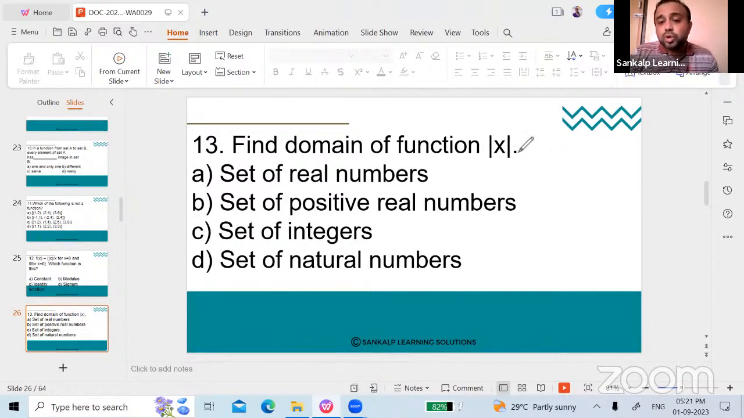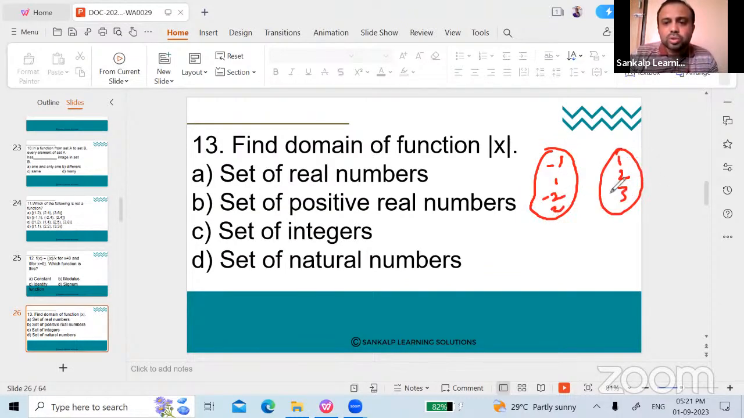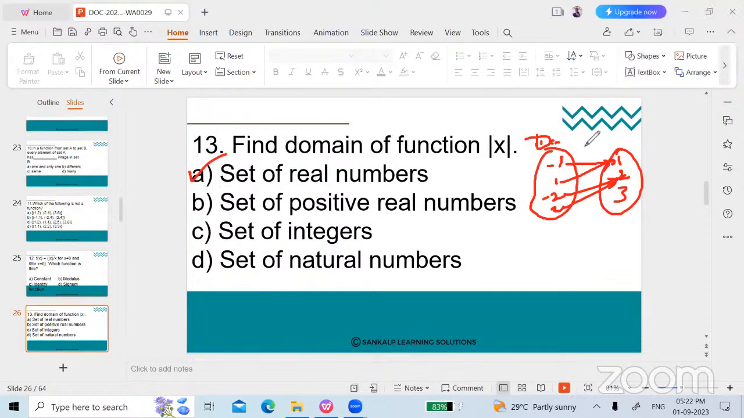So even if you put the input of minus numbers, -1, -2, the output will be what? It is always 1, 2, 3. -1 is also 1, 1 is also 1, -2 is also 2, and +2 is also 2. So the domain is the set of all the real numbers, both positive and negative. Is that clear? Yes, sir.